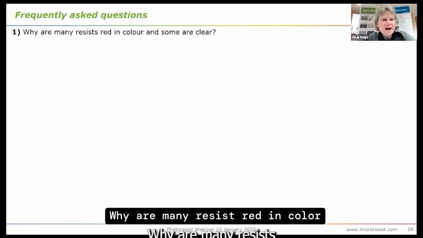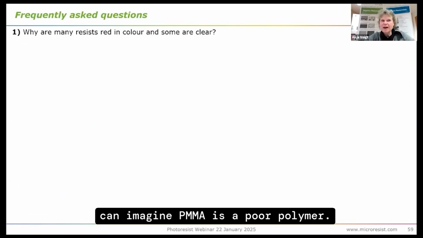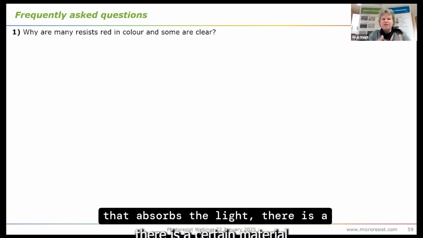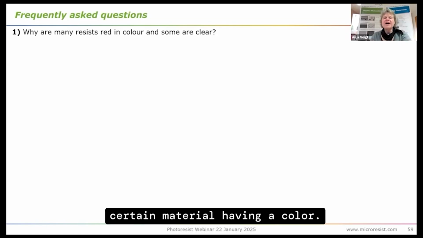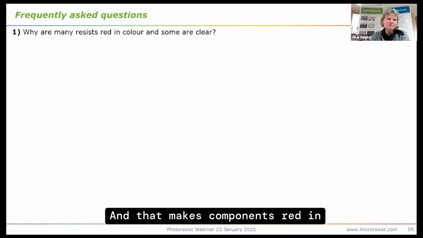Why are many resists red in color and some are clear? It depends on the raw materials. You can imagine PMMA is a polymer, but if you need a material that absorbs the light, there is a certain material having a color. Otherwise, it does not have an absorption, and that makes components red in color.